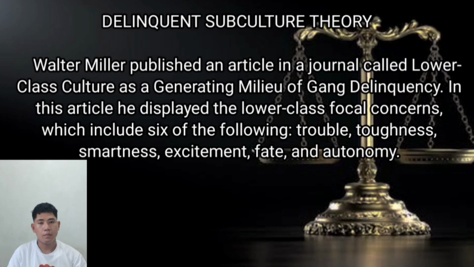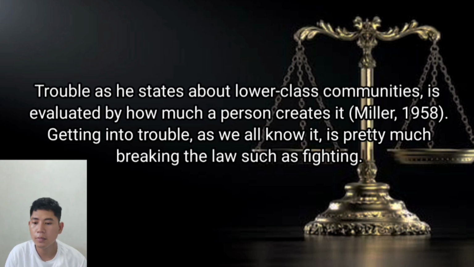Delinquent Subculture Theory. Walter Miller published an article in a journal called Lower Class Culture as a Generating Milieu of Gang Delinquency. In this article, he displayed the lower class focal concerns, which include the following six: trouble, toughness, smartness, excitement, fate, and autonomy. Trouble, as he states about lower class communities, is evaluated by how much a person creates it. Getting into trouble, as we all know it, is pretty much breaking the law, such as fighting.